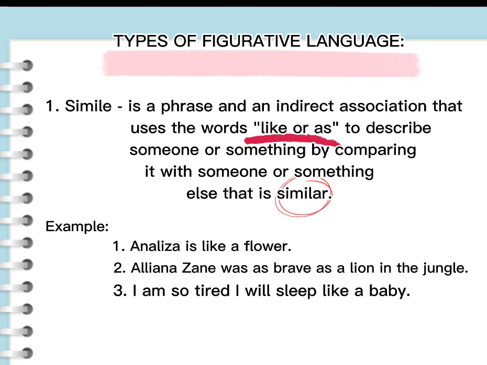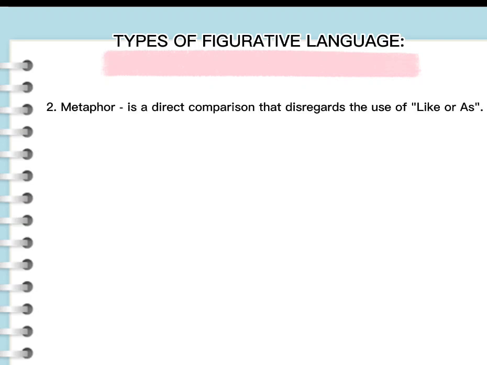Number 2 is metaphor. Metaphor is a direct comparison that disregards the use of like or as. Don't forget our important keywords here: direct comparison and disregards. Disregards what? Disregards the use of like or as. It disregards it because it is a direct comparison, not an indirect comparison. Get it? Okay, let's have an example.